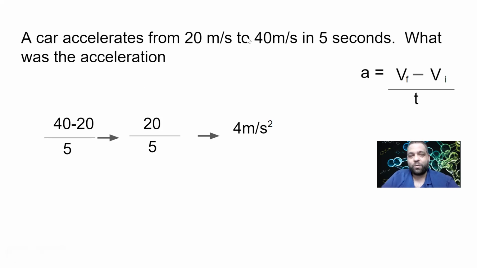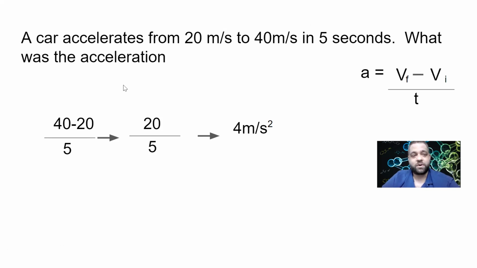So we always want to take the final velocity minus the initial velocity, even though in our problem, it says the initial velocity first in words. And that's because that's how we say it in words. But when we want the difference between these two things, we want to make sure that it's 40 minus 20, final velocity minus the initial velocity divided by time.